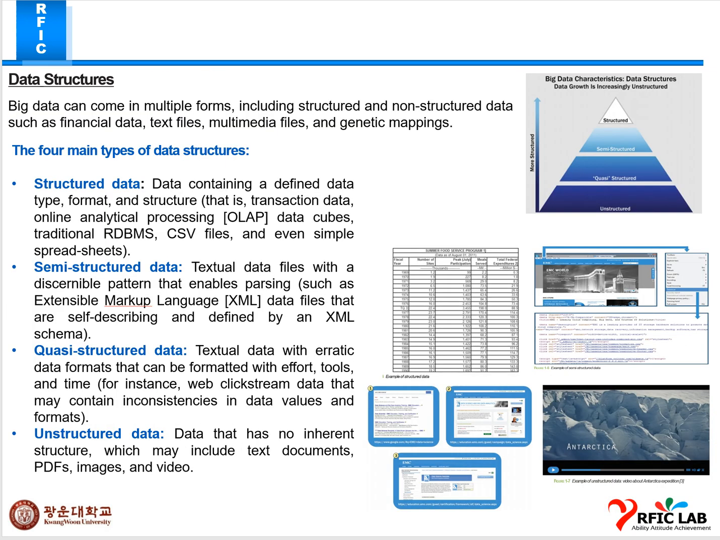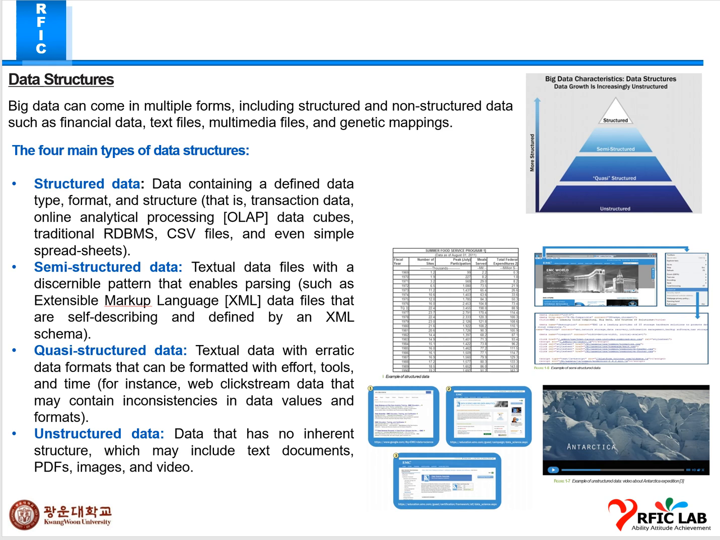Now these are data structures. Big data comes in multiple forms, including structured and unstructured data such as financial data, text files, multimedia files, and geospatial mapping. There are four types of data structures: structured data, semi-structured, quasi-structured, and unstructured data. Structured data is data containing a defined data type, file format, and structure.